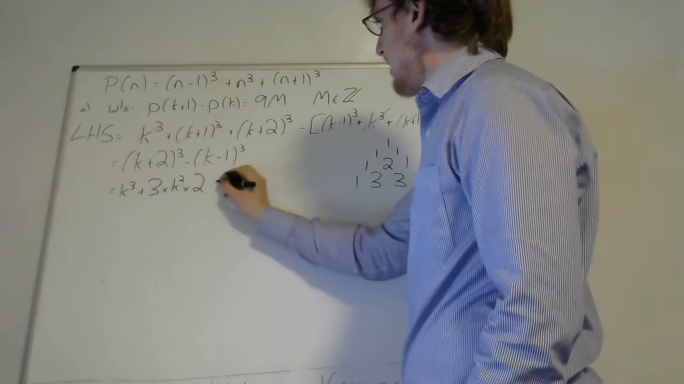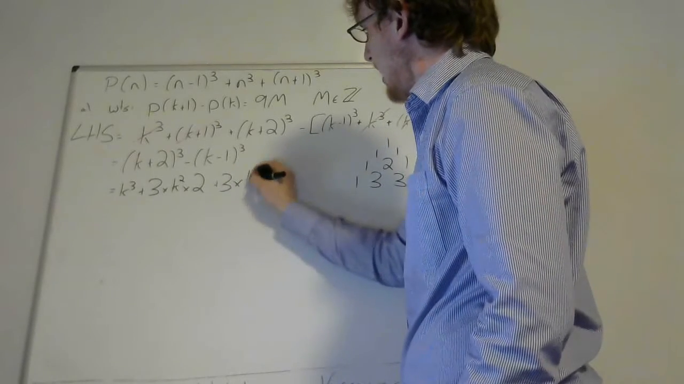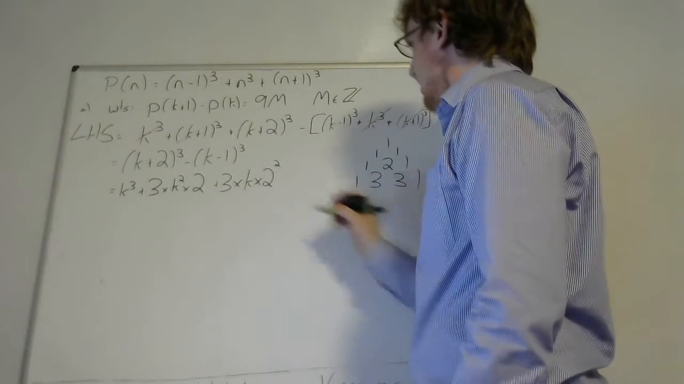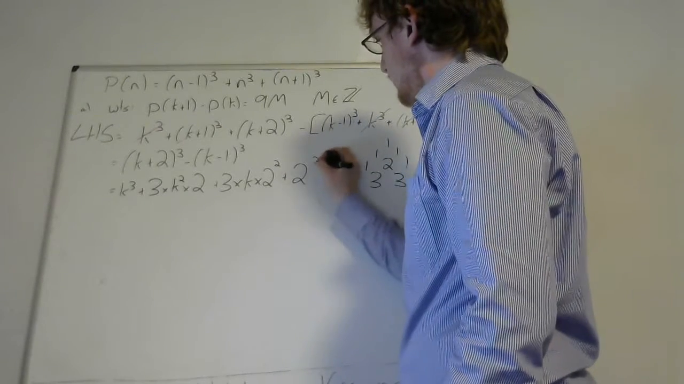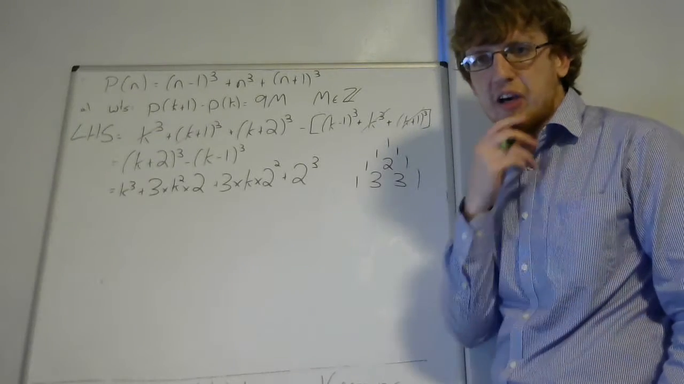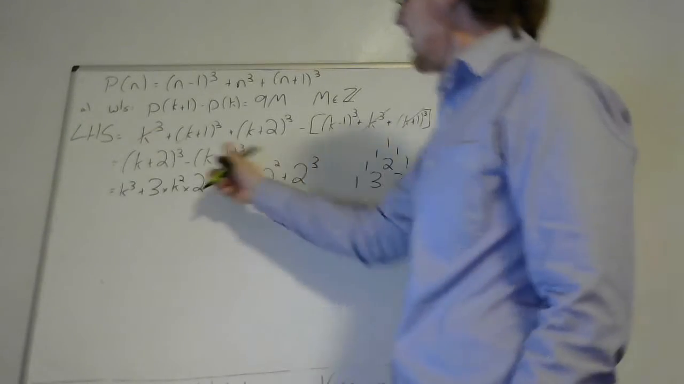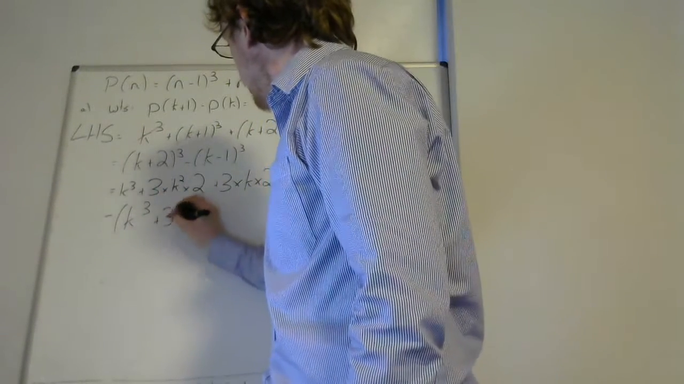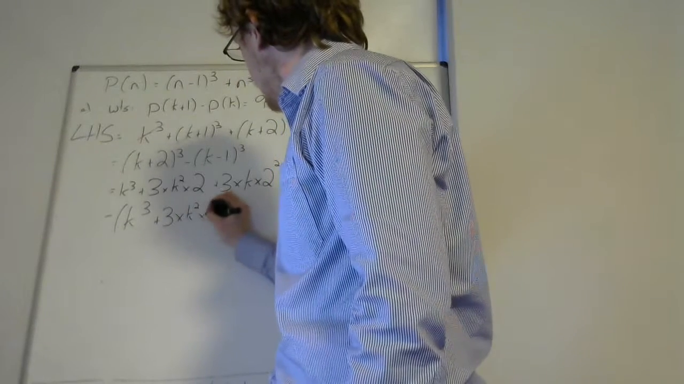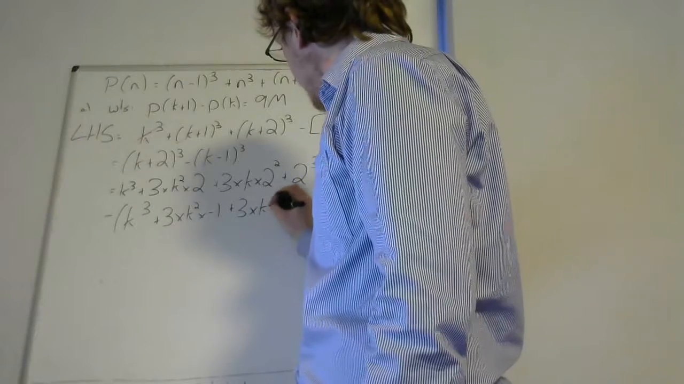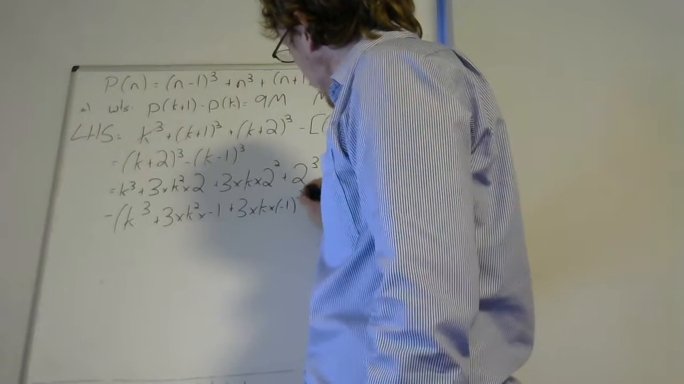And so the next term then is plus 3 times k times 2 squared, and then just 2 cubed. So you decrease the power of 1 and increase the power of the other one at the same time. And we take away from that exactly the same pattern. k cubed plus 3 times k squared times minus 1 plus 3 times k times minus 1 squared.